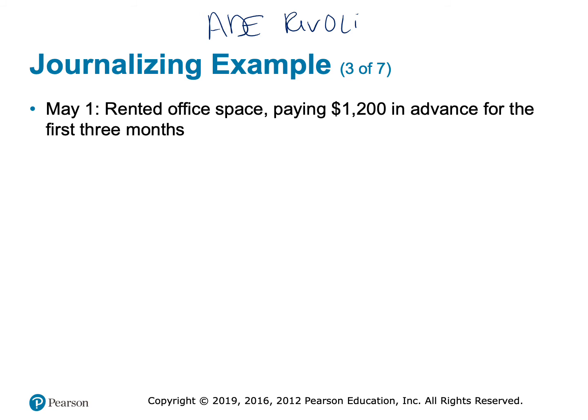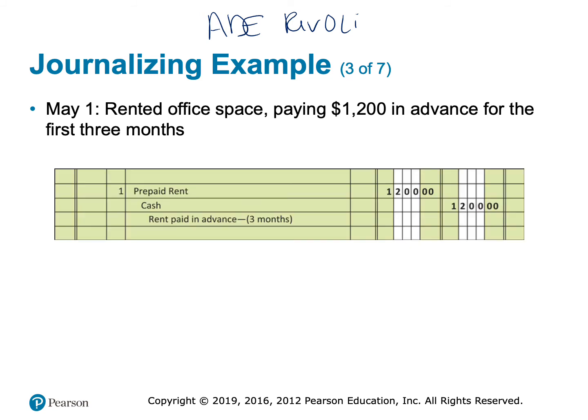Now, since we spent cash, cash is an asset. Assets have a normal debit balance, but I need to make this asset go down, so I want to credit cash, and I want to debit the asset prepaid rent because I'm now expecting to receive the benefit of rent for 3 months, which is worth $1,200. What we're going to see in the next chapter, chapter 4, is that as time goes by and we have fewer months of rent prepaid, as I've used up some of that, I'm going to adjust this asset account to decrease it to show how much I've used up.